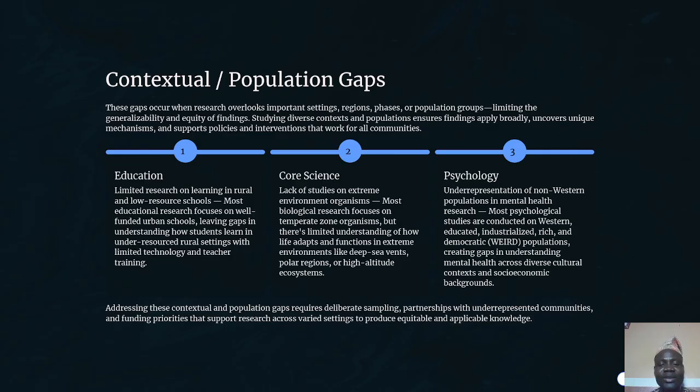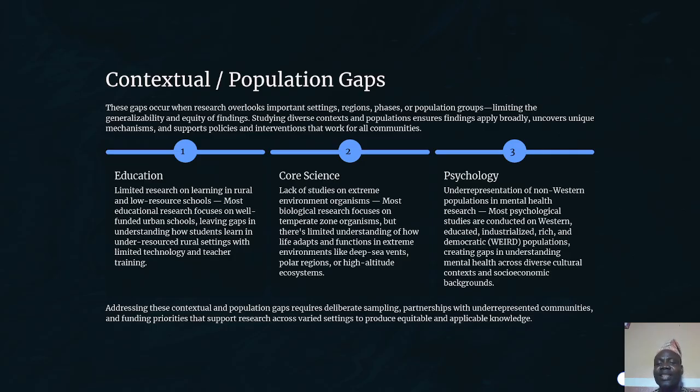Look at it in core sciences, the lack of study on extreme environmental organisms. Most biological research focuses on temperate zone organisms, but there is limited understanding of how life adapts and functions in extreme environments like deep sea vents, polar regions, or high altitude ecosystems, a place where they have not studied that particular thing. Look at it in psychology.